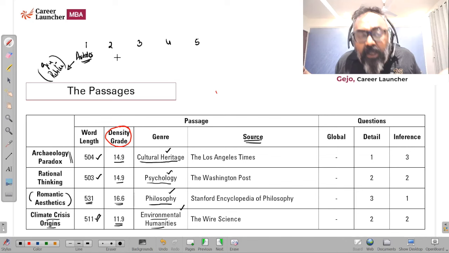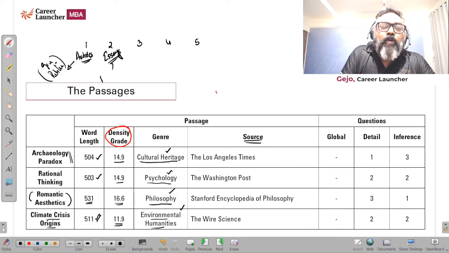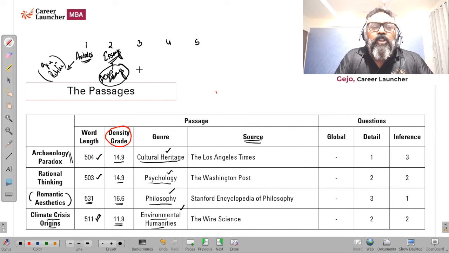And then you will find essays. A typical example of this is Aeon essays. These are articles on topics which are normally not accessible to the general public, but these essays make them accessible.